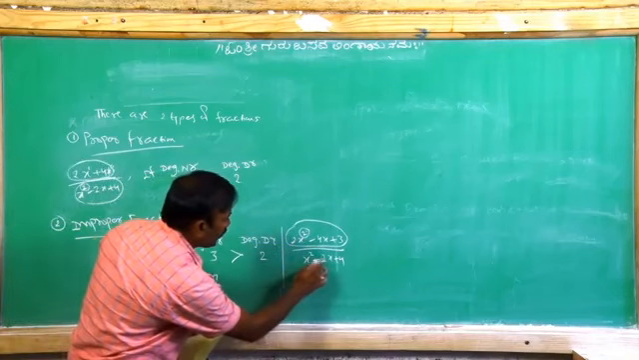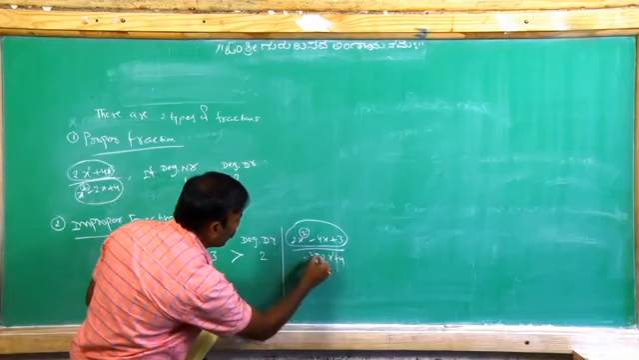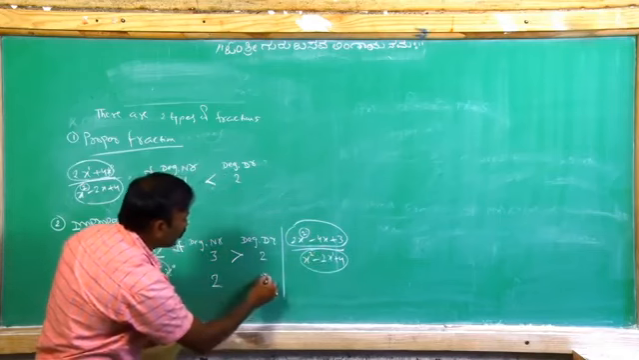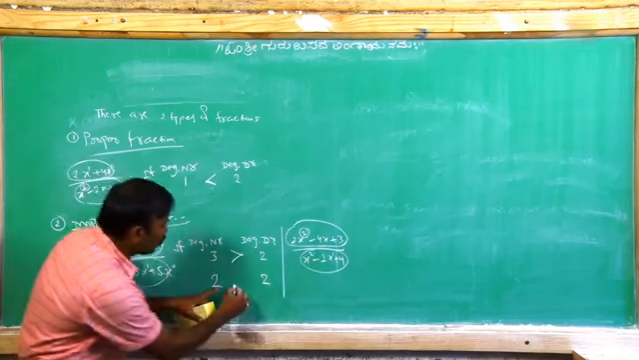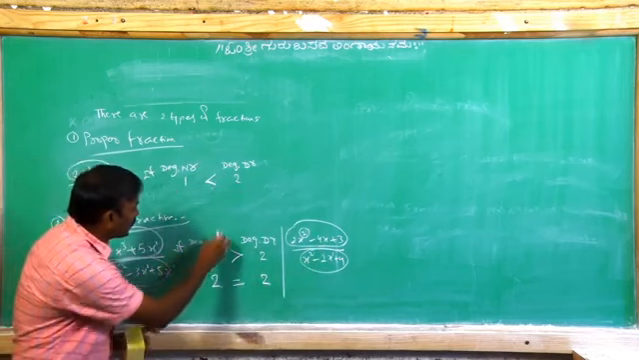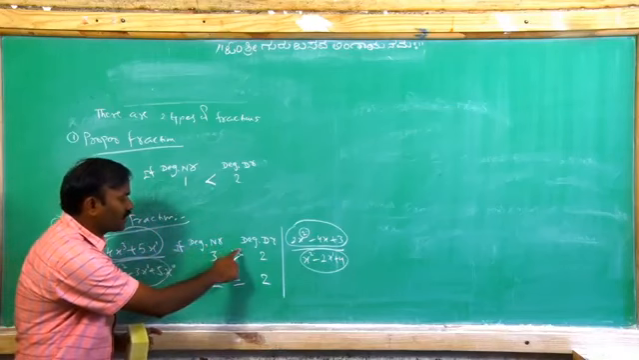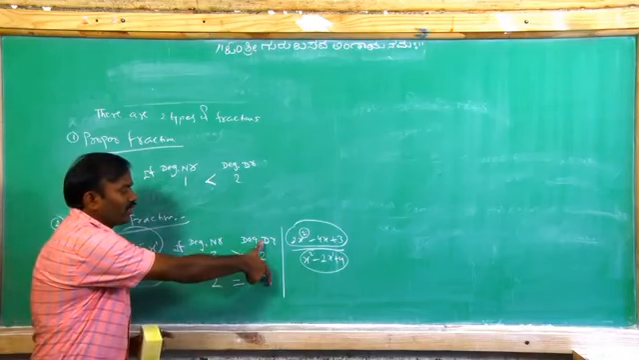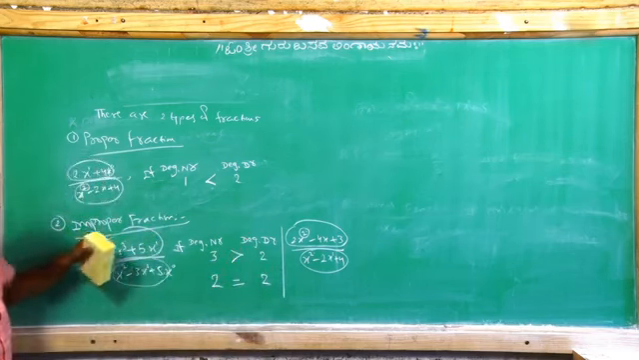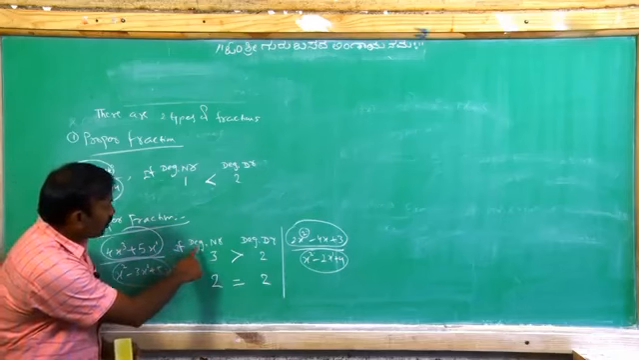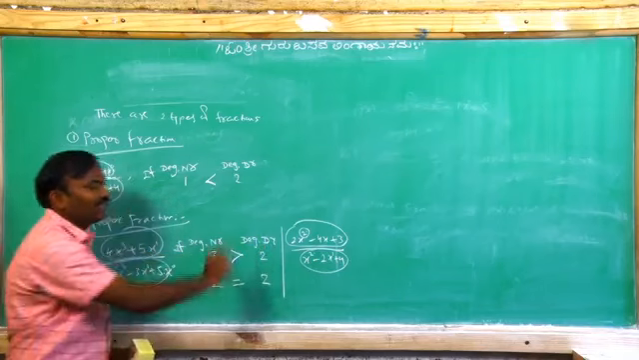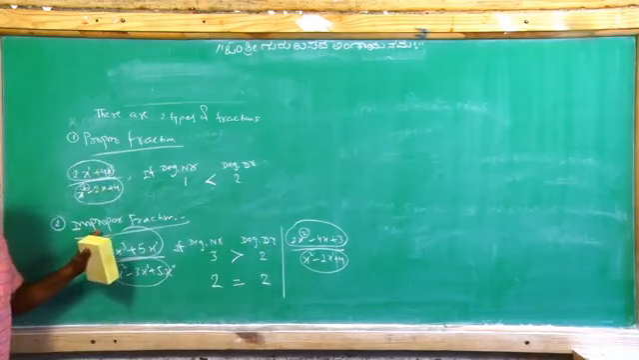Here, in x square minus 2x plus 4, the highest power of x is 2, so the degree of the denominator is 2. We know that 2 is equal to 2. If the degree of the numerator is greater than or equal to the degree of the denominator, then the fraction is called an improper fraction. So the definition of an improper fraction is: if the degree of the numerator is greater than or equal to the degree of the denominator, then the fraction is called an improper fraction.